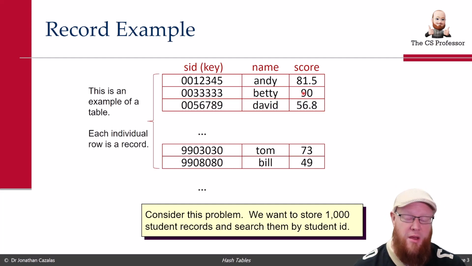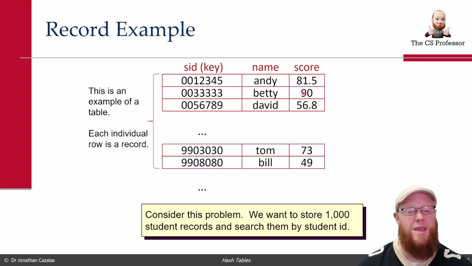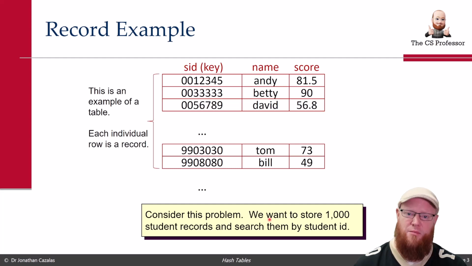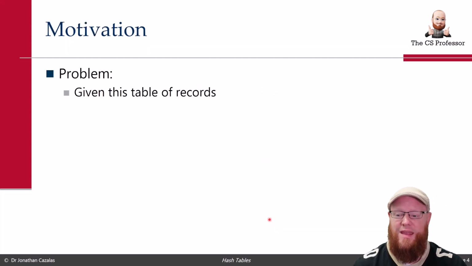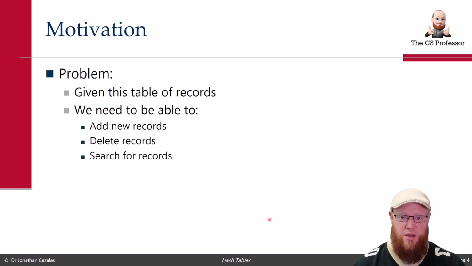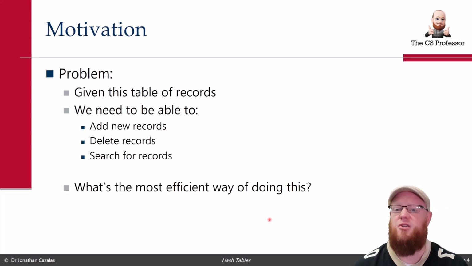Now it's an abstract data type, and we want to talk about how we can implement it. So here, consider this problem. We want to store 1,000 such student records into this table, store them based off of their ID number, search them based off of their ID number, and delete them based off of their ID number. Given this table, knowing that we want to search, add records, and delete records, and we want to do this in the most efficient way possible, what data structure is most appropriate? The answer is a hash table.